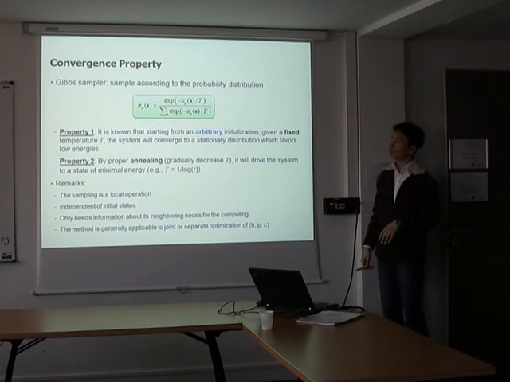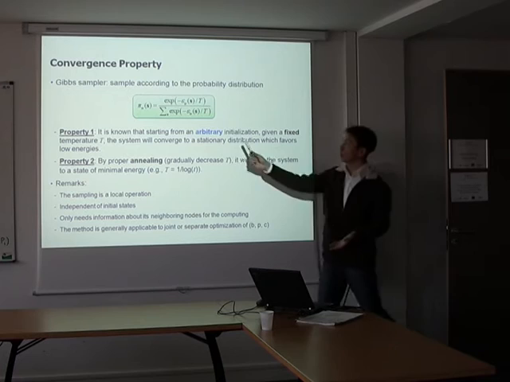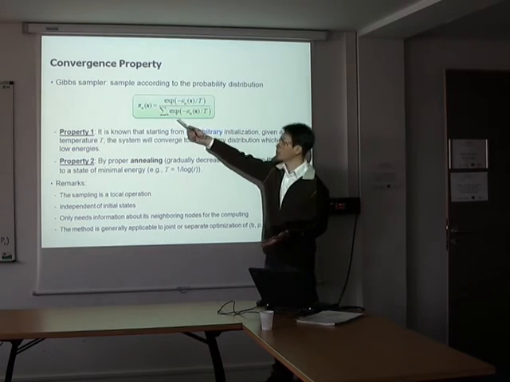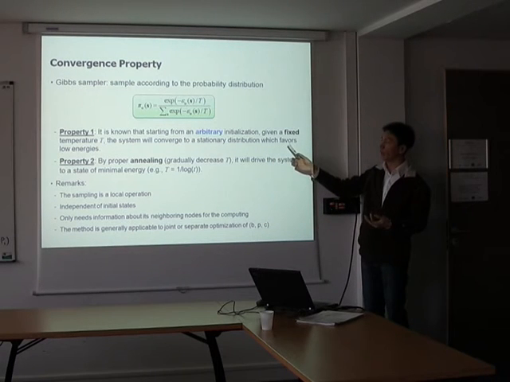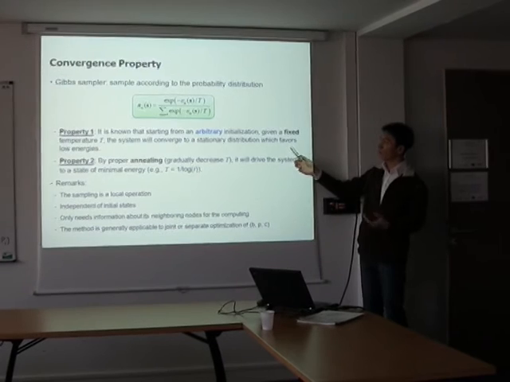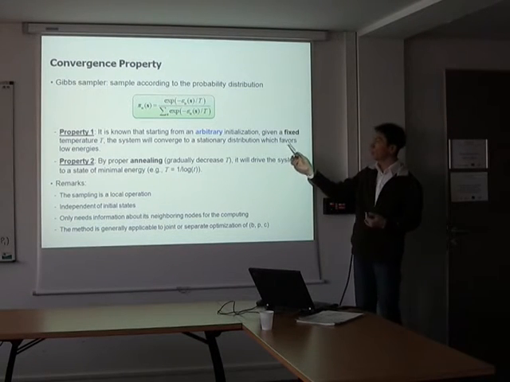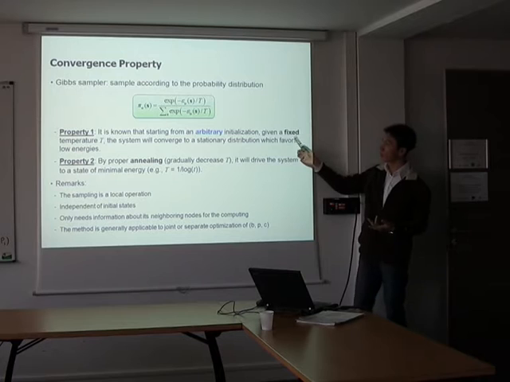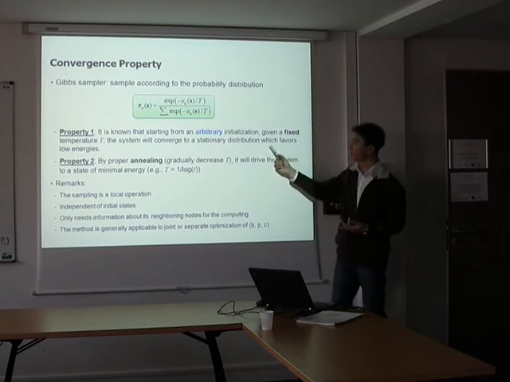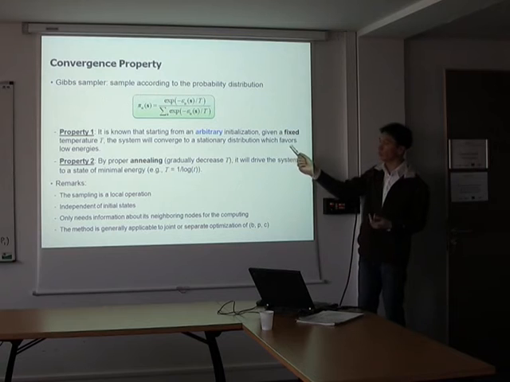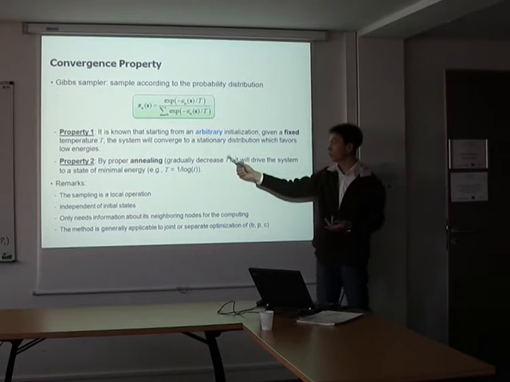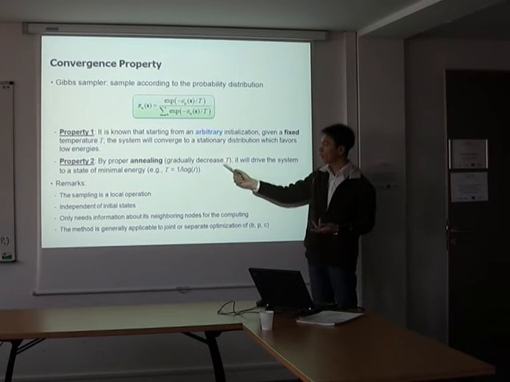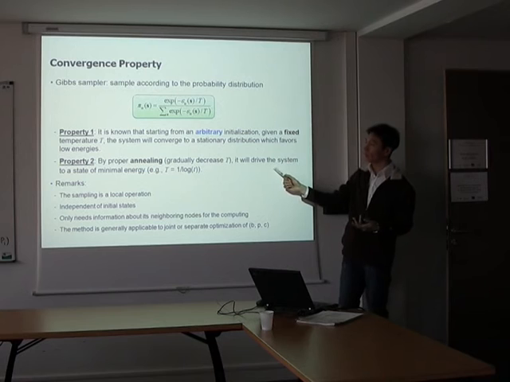And we know there are two convergence properties when you conduct this Gibbs sampling with respect to this probability law. The first is that you can start from any arbitrary state. It doesn't matter where the initial state is; given a fixed temperature, a constant T, which is the parameter to tune the system, you will converge to a stationary distribution that favors low energy. Another property is that if you do proper annealing, which means you decrease temperature T gradually, then you will go to a minimum state, which is globally optimal for this whole network.